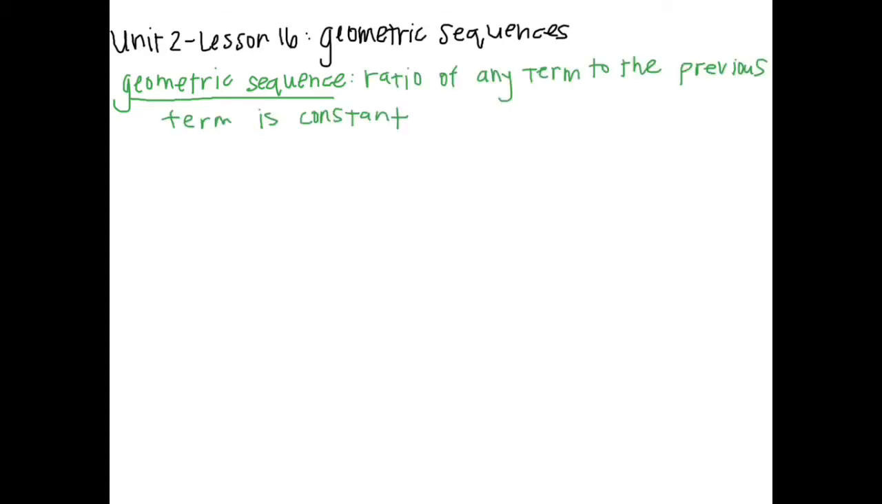So in an arithmetic sequence, we are adding or subtracting the same amount every time. In a geometric sequence, you are multiplying by the same amount every time. We have a name for that number that you multiply every time, and that is called the common ratio. The common ratio is very similar to the common difference in an arithmetic sequence. Our common ratio is that constant ratio between terms, and we represent it with the letter r.